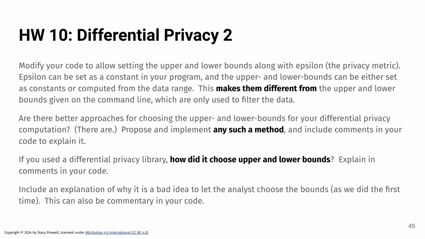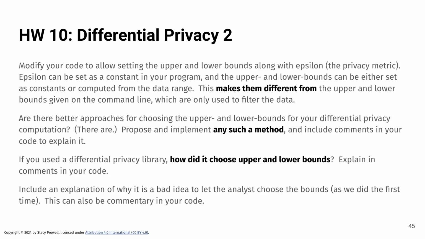What you'll do is you'll have epsilon be set as a constant in your program. Now, the lower and upper bounds can be set as constants, or you can compute them from the data range. But the point is, they are different from the upper and lower bounds given on the command line. The ones on the command line are used to filter the data. The upper and lower bounds used to compute the differential privacy are distinct from those.